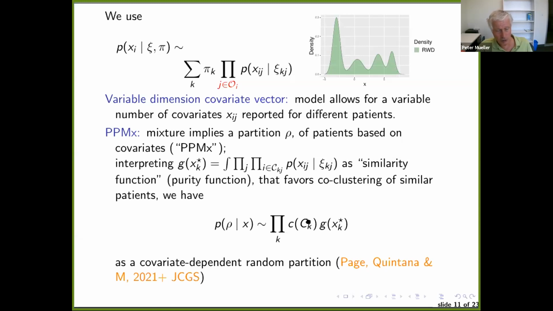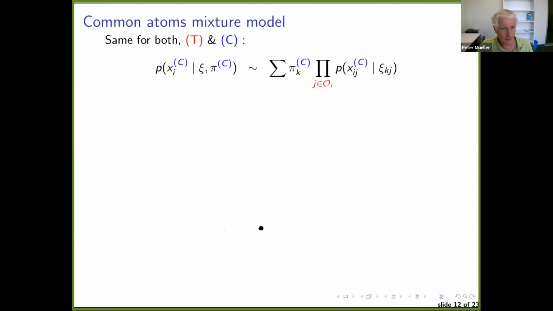So I just want to point out that the mixture model implies a random partition. Actually, it's a random partition that's indexed by covariates. So you could say it is on the covariates. And it can actually be spelled out. I will not make use of the specific expression, so we don't need to dwell on that. So here's again that mixture model.